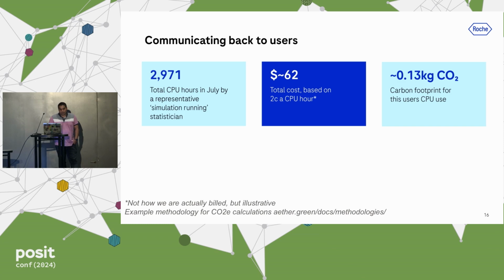So I looked in the data when I made these slides and took one statistician who I know does simulations. So that was his real number. He had 2,971 CPU hours in July. For this particular user, the real math is a lot more complicated because of the corporate rates, and also how the system is actually set up. But using a simplistic formula, that's about $62 US. So we can actually feed back to users, hey, that job you ran, each time you're running it, that's $6 or something like that, if you ran it 10 times.